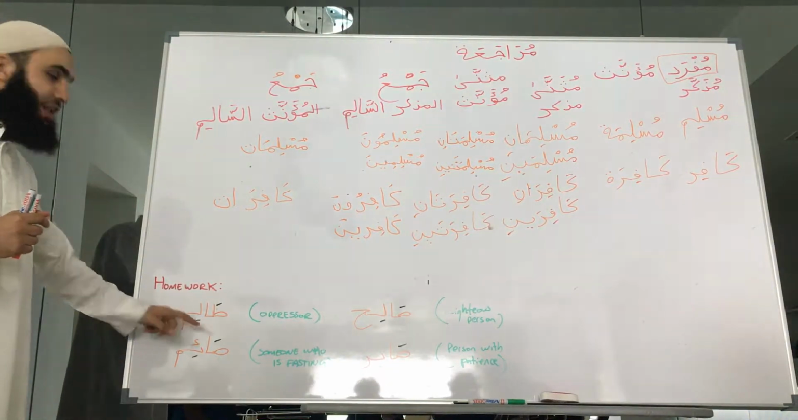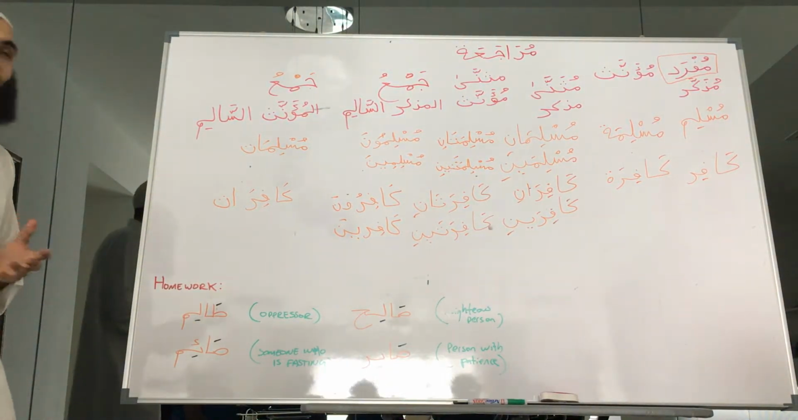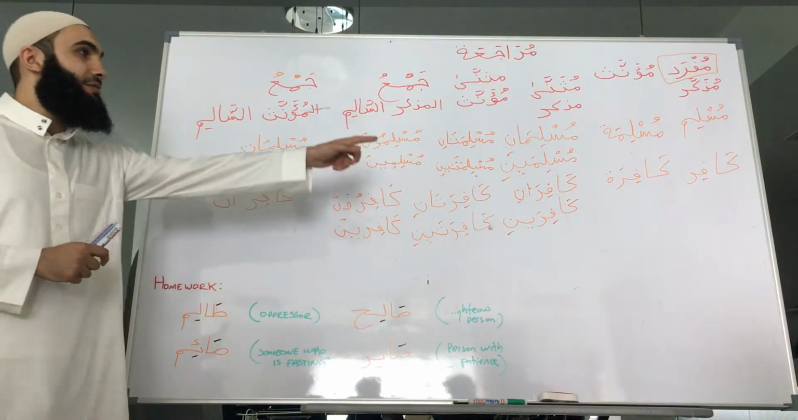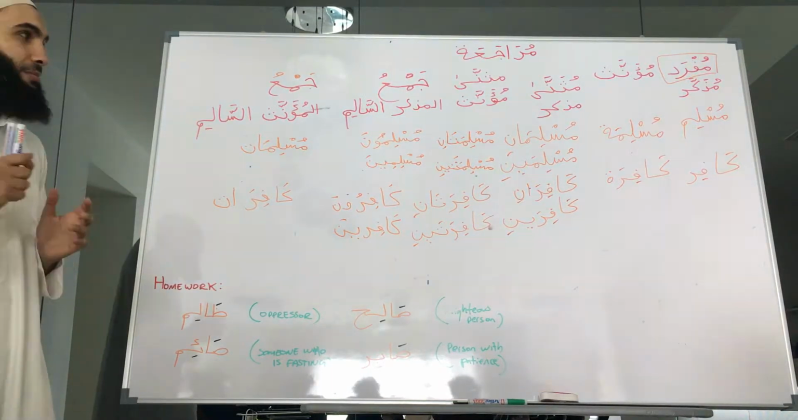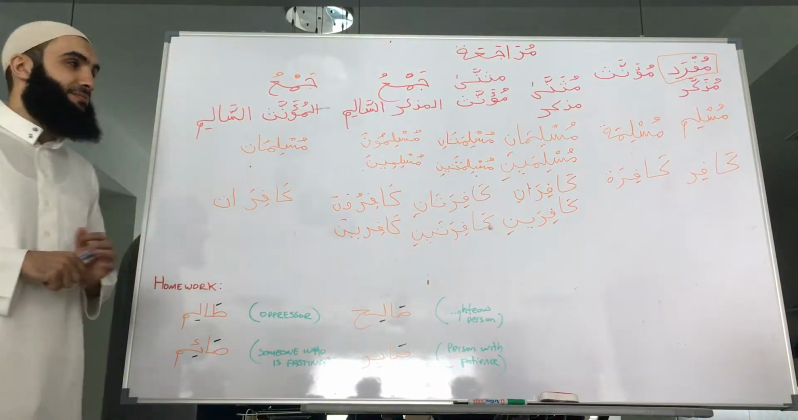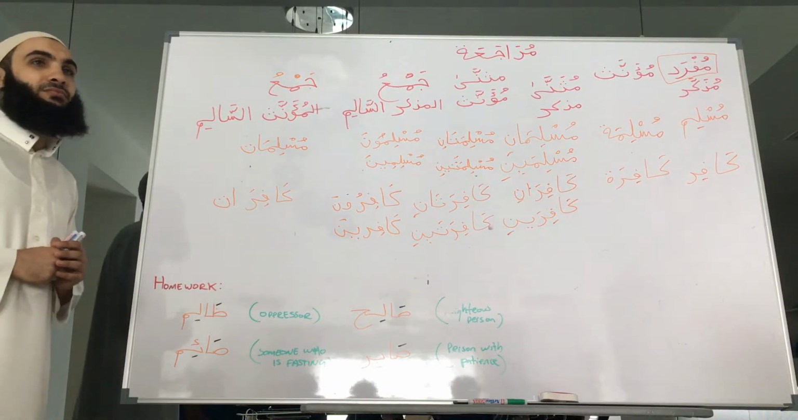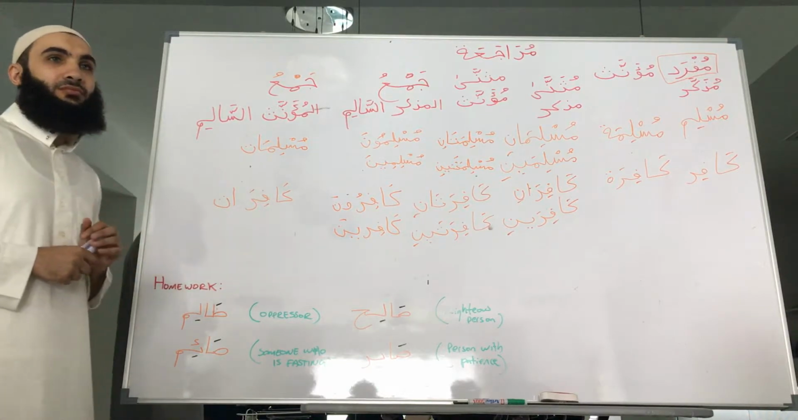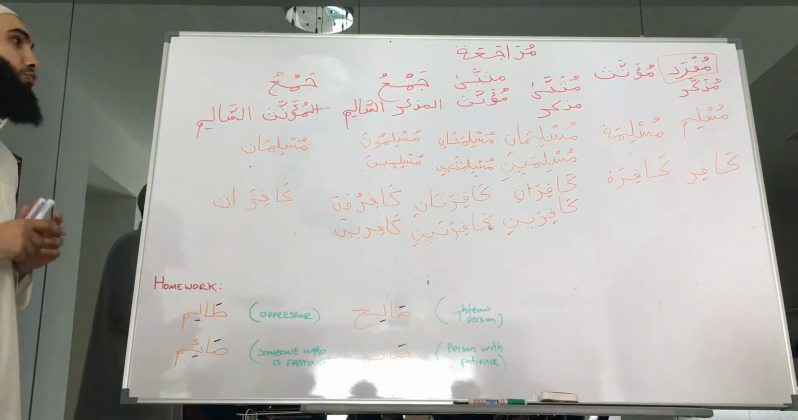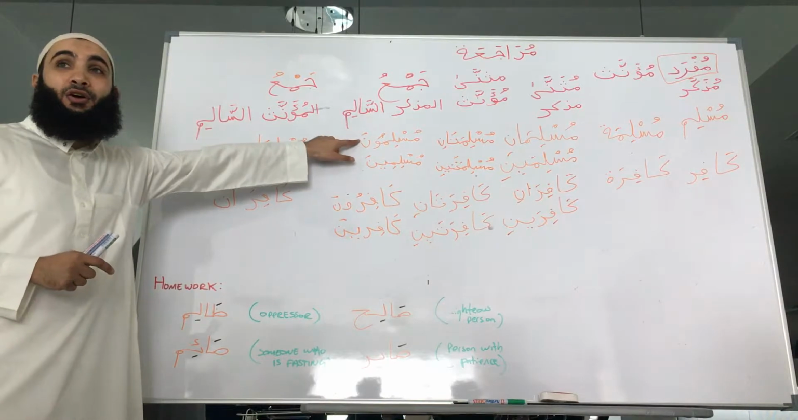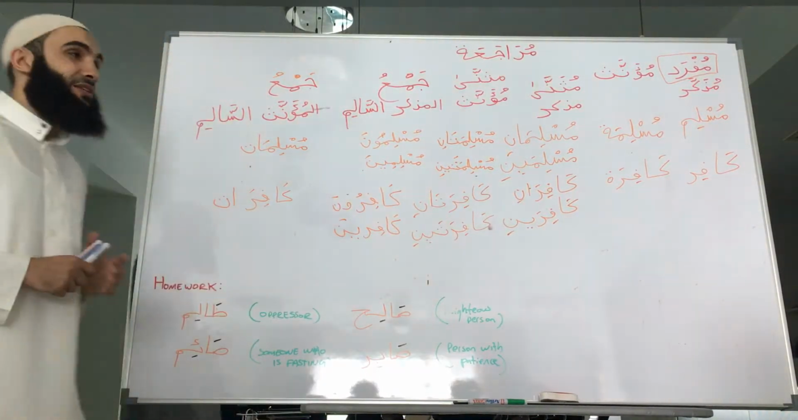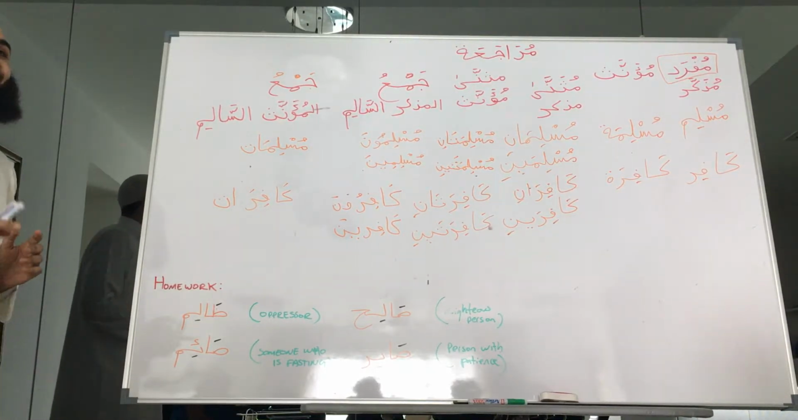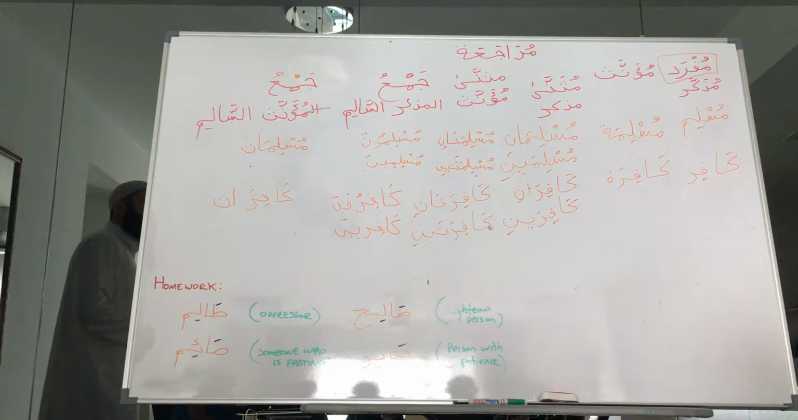Okay, let's do dhalim. Give me dhalim. Dhalim, dhalima, dhalimani, dhalimaini, dhalimatani, dhalimataini, dhalimuna, dhalimina. This never changes. Fatha, always fatha, and this is always kasra. Dhalimina, dhalimat.